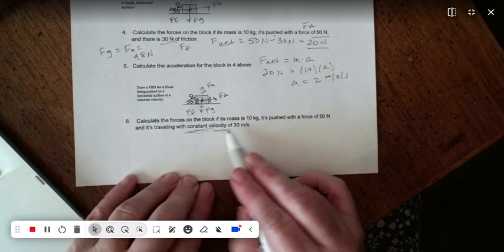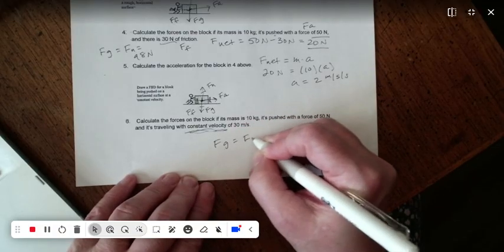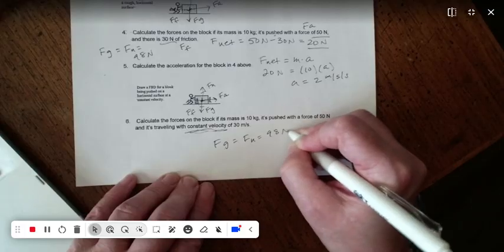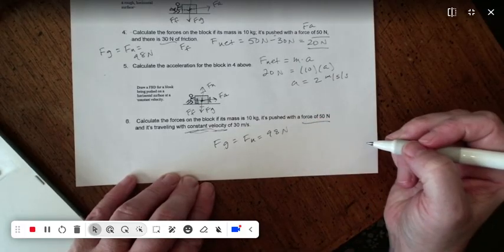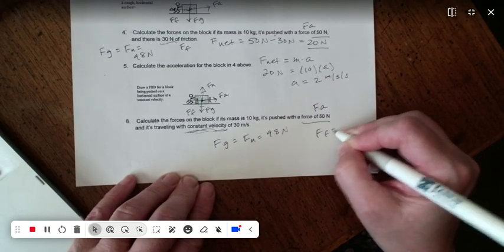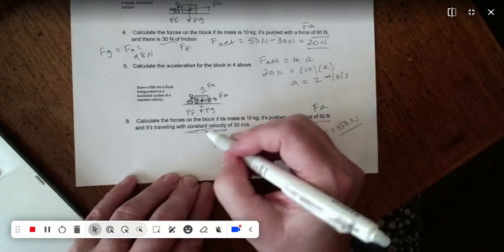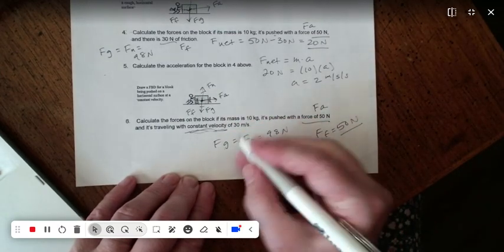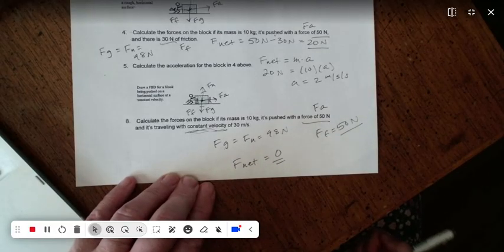And so what are the forces on my block? Force of gravity, normal force, again, equal 98 newtons. If I'm pushed with a force of 50, I also have to have a force of friction of 50 because all my forces here are balanced because I'm traveling at a constant velocity. My net force on my block is going to be 0.